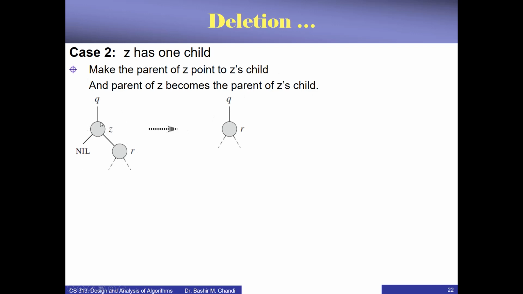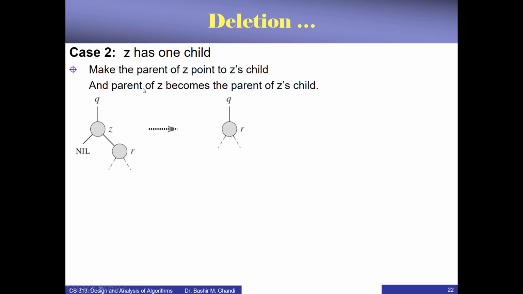We have a node Z that has only 1 child, the right child in this case, and we want to delete it. So to delete it, what we are saying is, first make the parent of Z point to the Z's child. This is the pointer from the parent of Z. Let it go directly to the child. So it will point to R, as you can see here. Q will point to R directly.